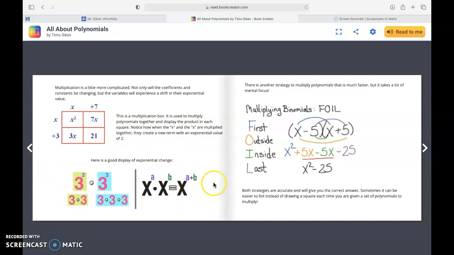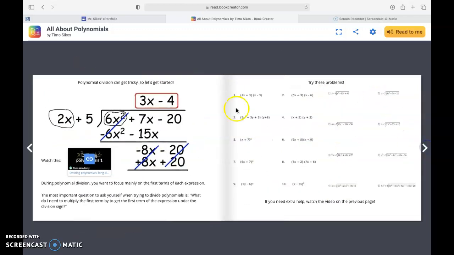We review exponential rules and then obviously some multiplication up here, and I have two strategies again for two different kinds of minds. This one's a little bit more simple. This is lots of brain work, and I could challenge students to use the FOIL method if I think they can handle it. And then we go to polynomial division.